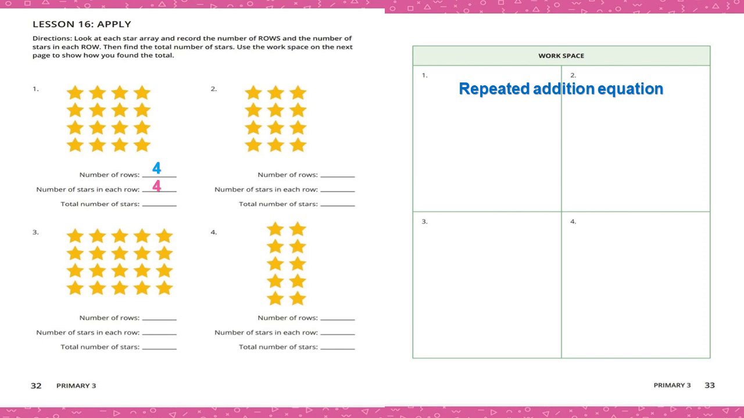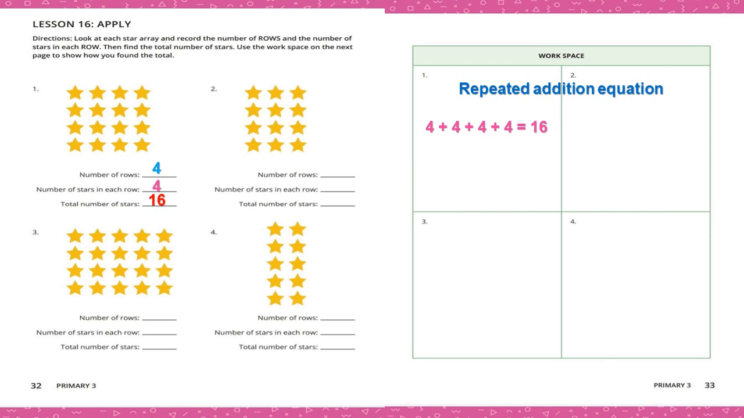The total number of stars, we said that we have 4 rows and each row has 4 stars. Then we add 4 4 times. 4 plus 4 plus 4 plus 4. 4 plus 4 equals 8. 4 plus 4 equals 8. Then 8 plus 8 equals 16. The total number of stars is 16.